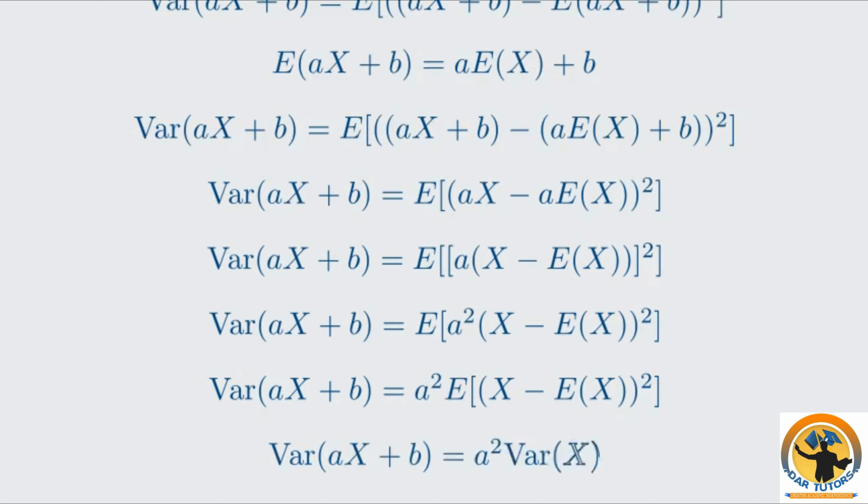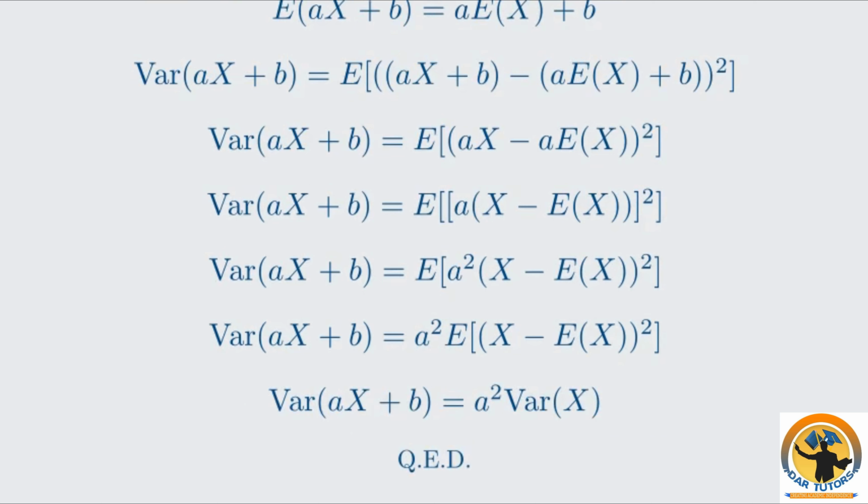And this last term is exactly the definition of the variance of X. This concludes the proof. We have shown that the variance of aX plus b is a squared times the variance of X. The constant b has no effect on the variance, which is logical, as adding a constant just shifts the distribution without changing its spread.